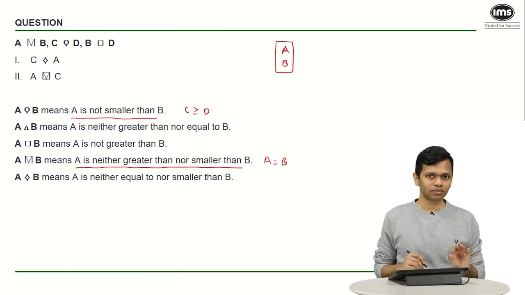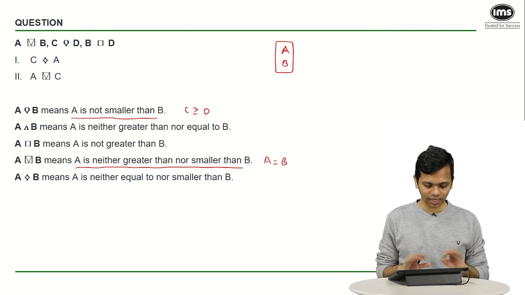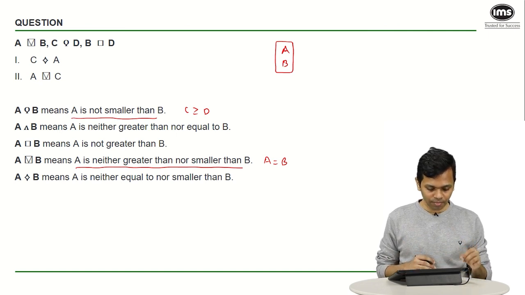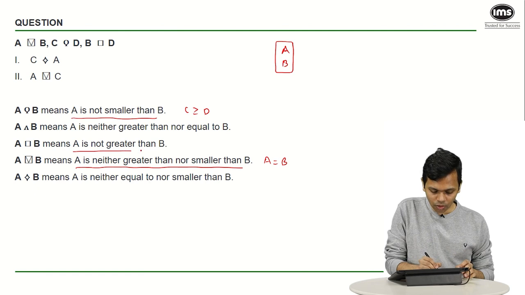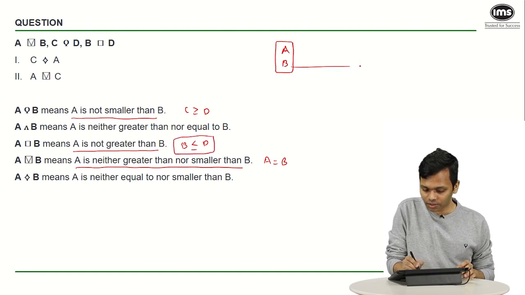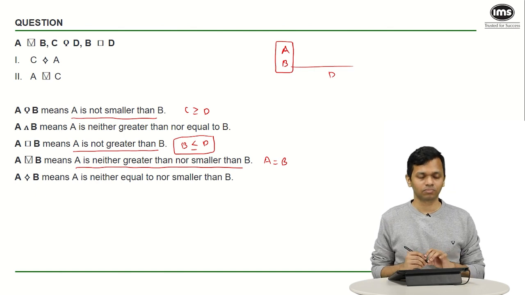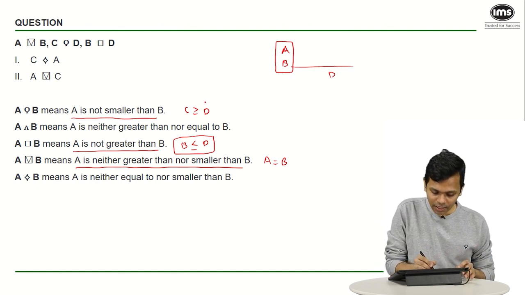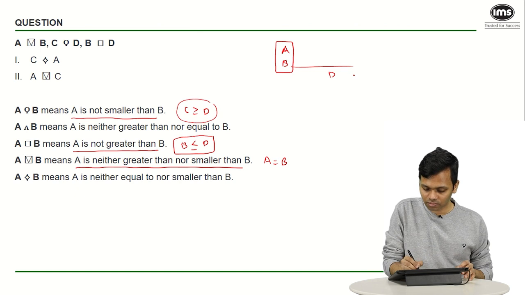Right now I can't place them. So I'm just going to put it just like that. I'll come back to it later. B square D. Square means A is not greater than B, meaning less than or equal to. So we can have B less than or equal to D. Now B less than or equal to D, which means D is somewhere on this spectrum, right? That is one thing. And C greater than or equal to D can be written something like this.